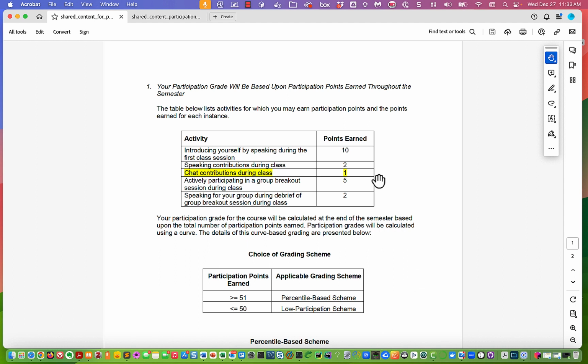And why are they less than speaking contributions? Well, I think that speaking contributions make for a richer experience in class. For everybody who comes to class and actively participates in a group breakout session during the class, and we typically have them every class except perhaps the first one, for being a part of the breakout and participating in it actively, you earn 5 points. For speaking for your group during the debrief of the breakout session, you earn 2 points. And sometimes that'll be one person who speaks for the group, or maybe a couple of people will. It depends on what we have the time for and how much inclination you have to speak for your group.